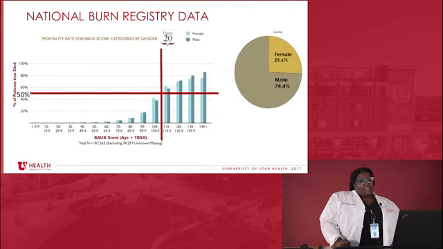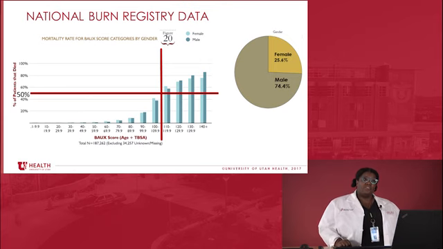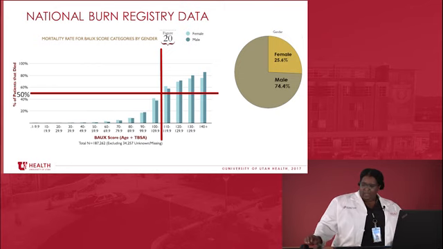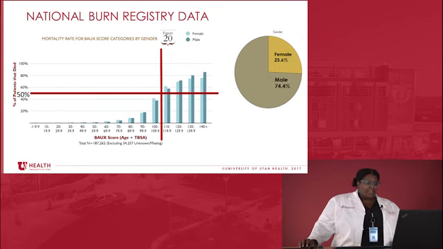And here's a way that we assess your potential for having complications or dying, actually. This is a graph of the percent of patients that died along the y-axis, and along the x-axis we have the Baux score, which is the age plus their burn size. So as you start to get a number greater than 100, you're getting to 50% mortality.